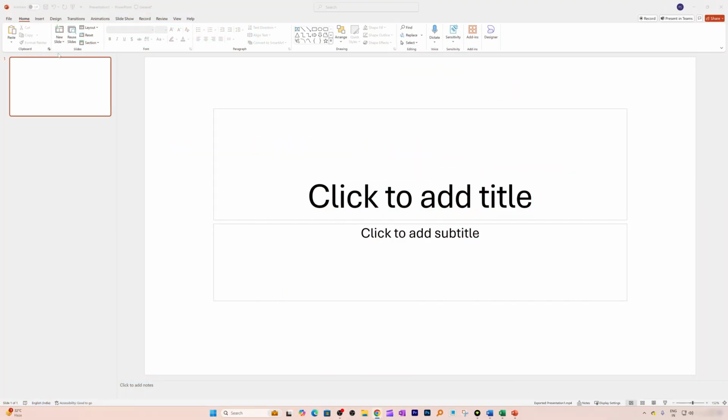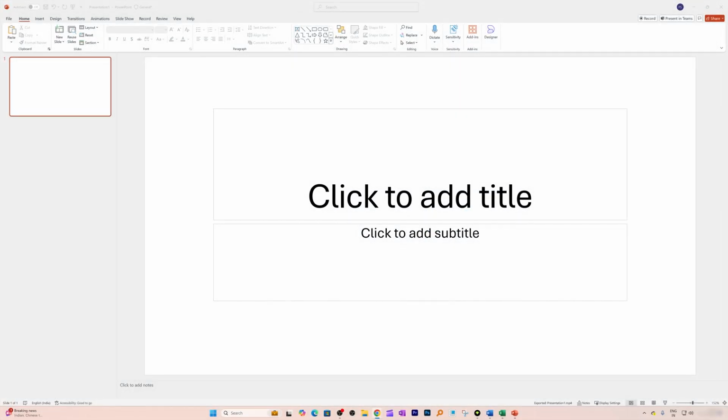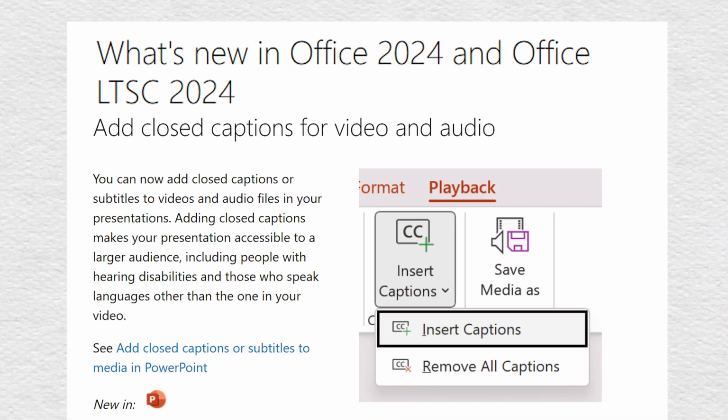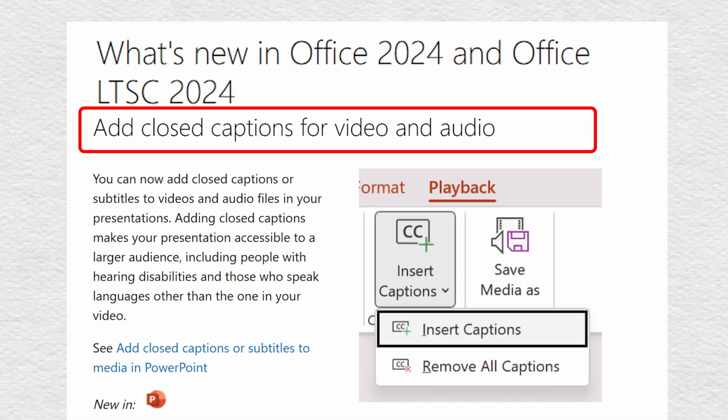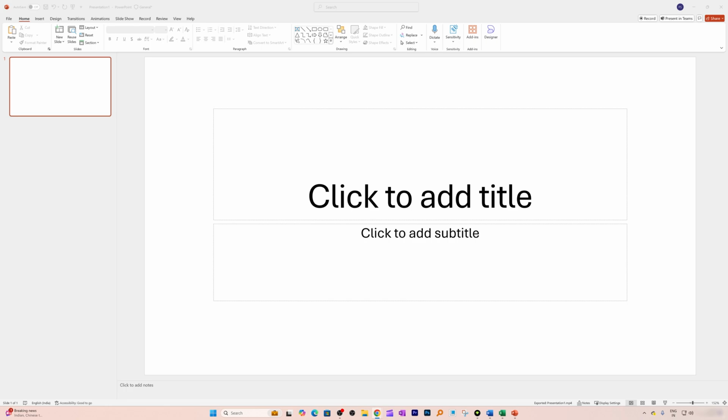Now let's talk about the next feature here, which is adding closed captions for your video and audio. Now in PowerPoint, whether you are using Mac or Windows, you can add closed captions or subtitles to your video or audio file in your presentation. Adding closed captions makes your presentation accessible to a larger audience, including people with hearing disabilities and those who speak a language other than the one in your video, or in short, non-native speakers. And again, it is pretty easy.